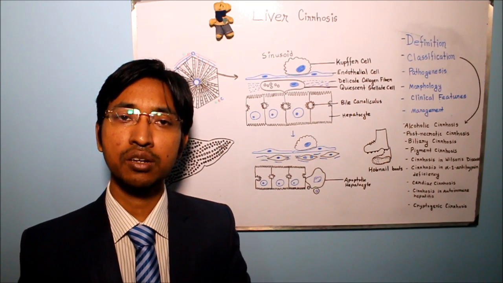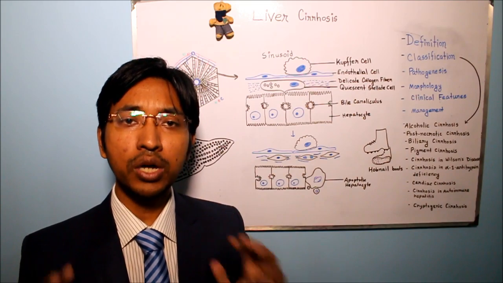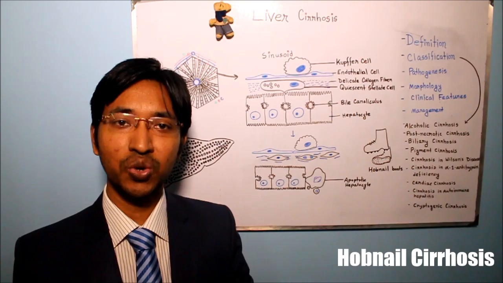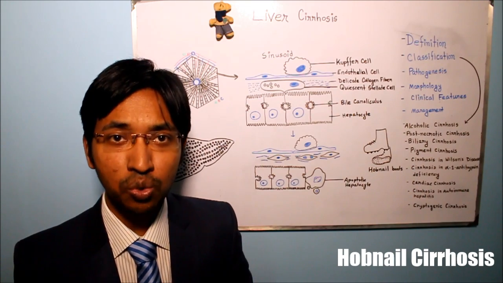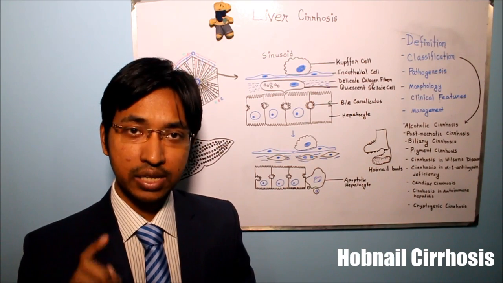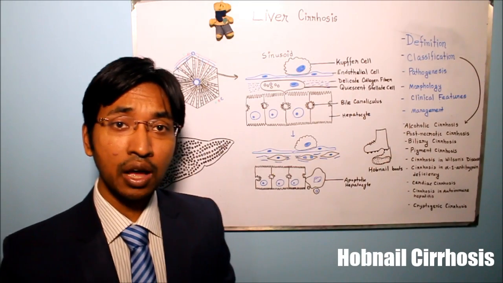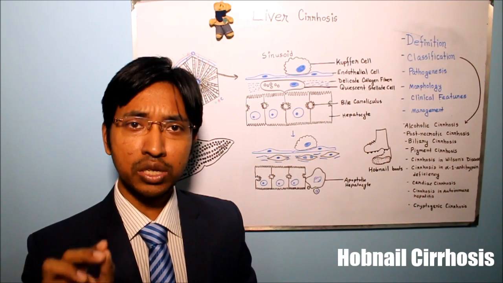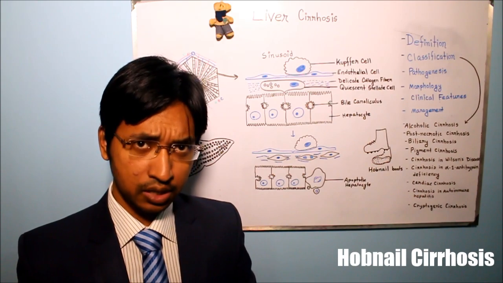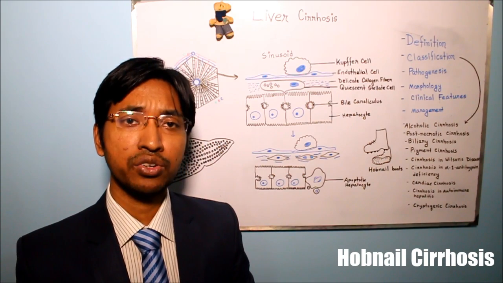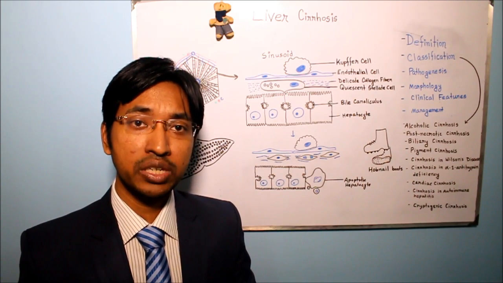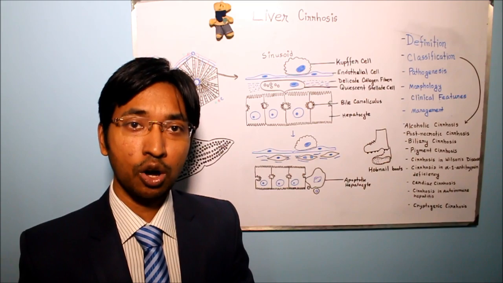And the examiners are very fond of asking, what do you mean by hobnail cirrhosis? In order to understand that, first we have to know what a hobnail is. Now always remember, a hobnail is a short nail with a broad head. This type of nail is used in the sole of boots to increase the durability of boots.